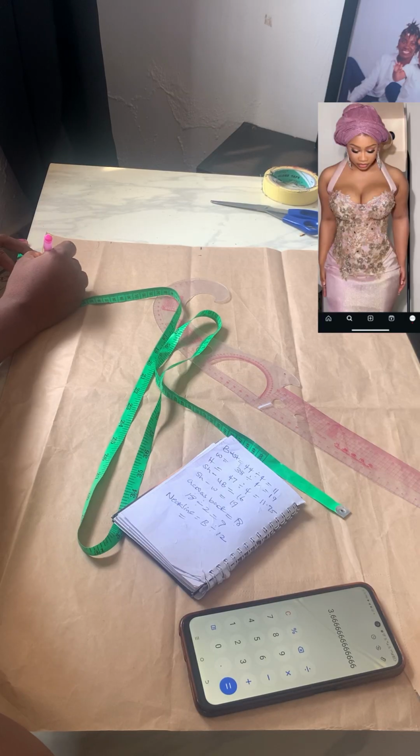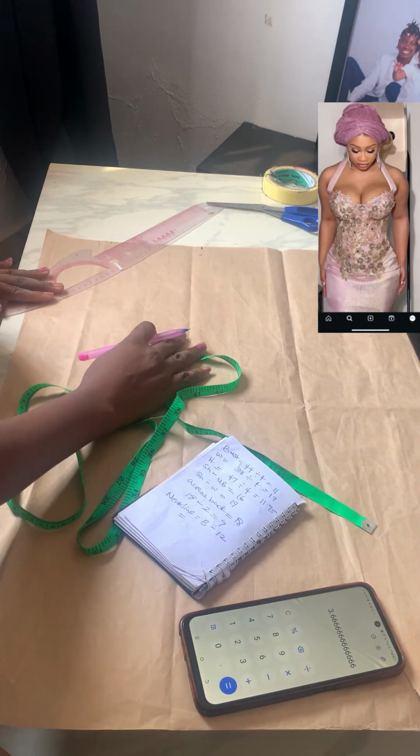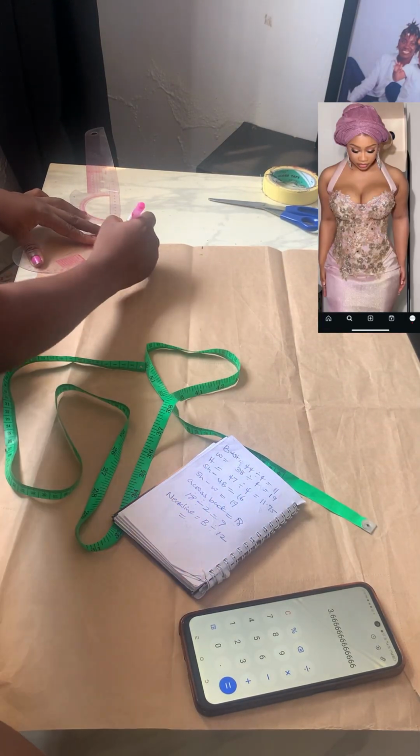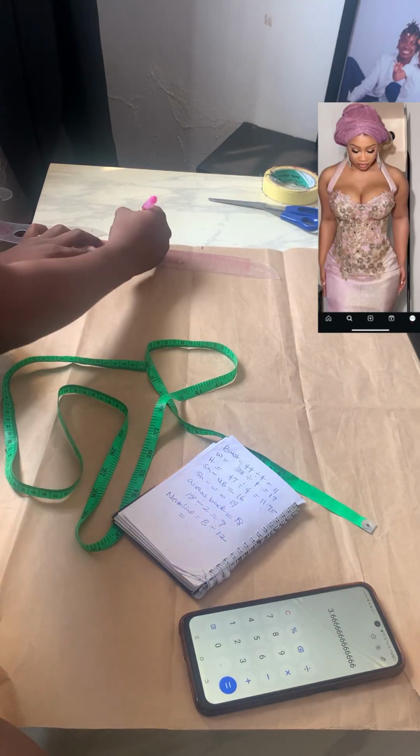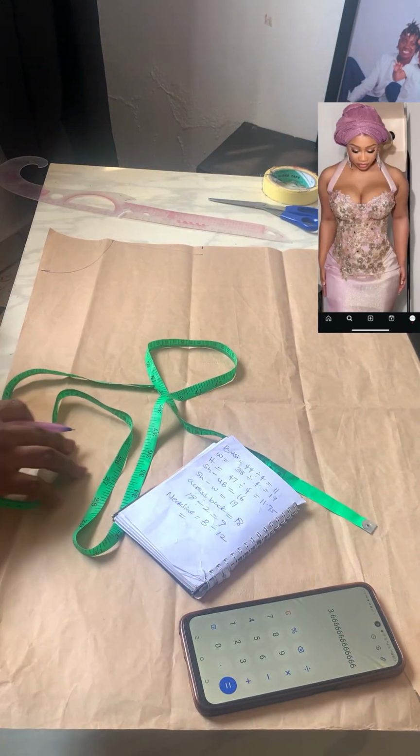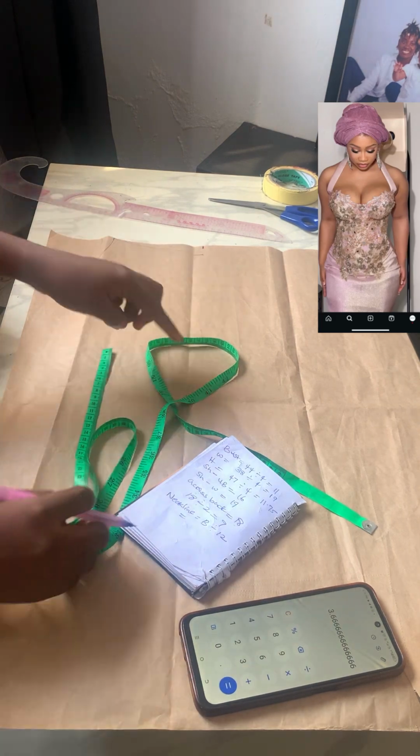So I did 3.6 on the tape rule. Then I use my ruler to trace it out. After that, I connect the shoulder slope to the neckline. That part I came down by 1 inch, so I connected it to the neckline.